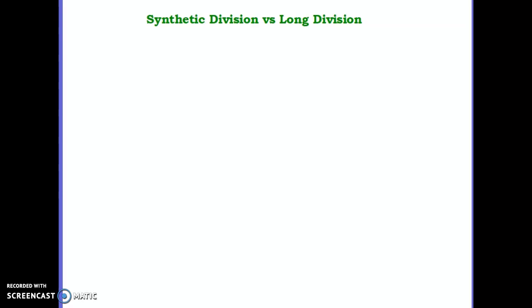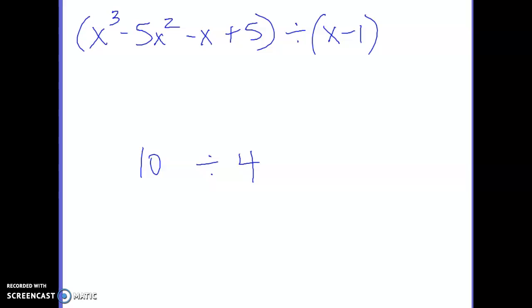Okay, this video is on the difference between synthetic division and long division, and which are your options depending on what type of problem you have. So here we've got a polynomial divided by, notice what we're dividing by is in the form x minus a.